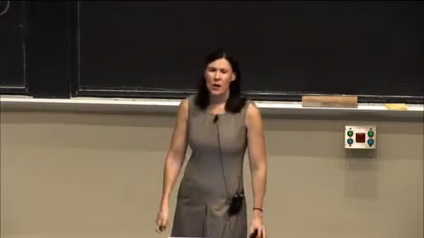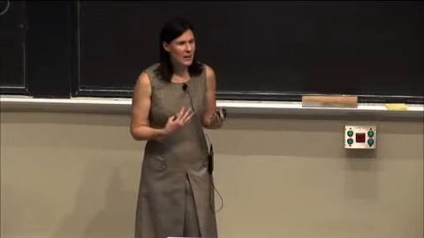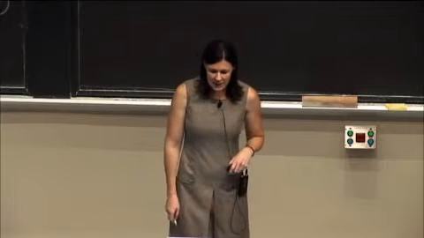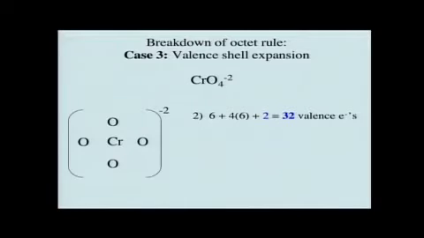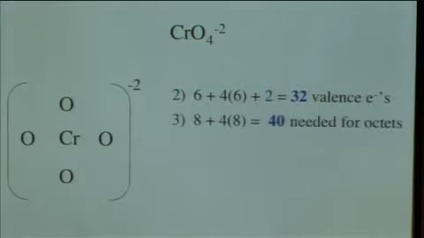So let's look at CrO4 2-, a chromate ion. If we draw the skeletal structure, we have 4 things that the chromate needs to bond to. So let's do the Lewis structure again. When we figure out the total valence electrons, we have 6 from the chromium and 6 from each of the different oxygens. And where did this 2 come from? Yep, the negative charge. Remember, we have 2 extra electrons in our molecule, so we need to include those. We have a total of 32.